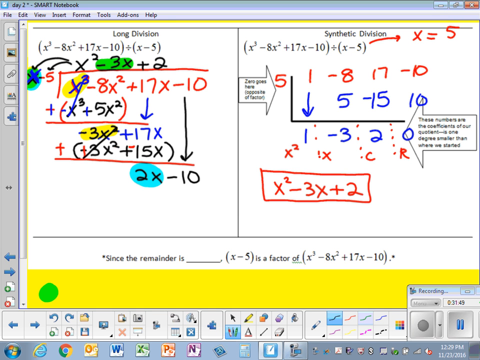So now distribute this 2 to everything out here. What's 2 times x? 2x. And what's 2 times negative 5? Negative 10. Parentheses, and then we subtract.